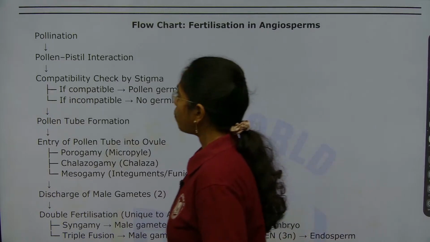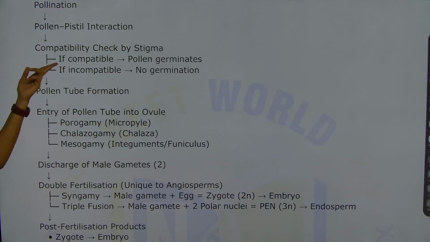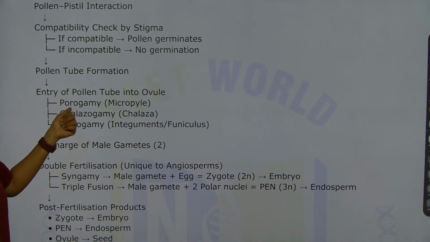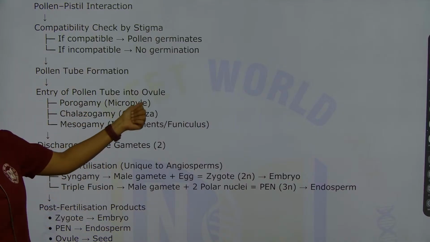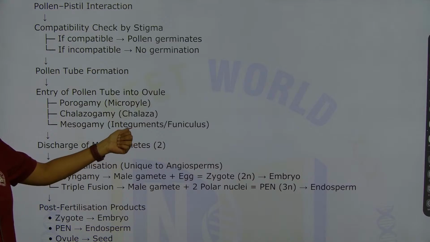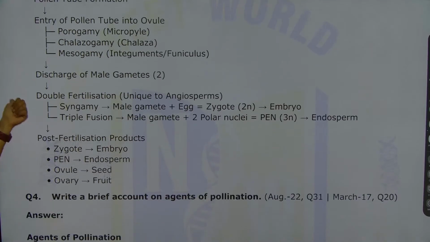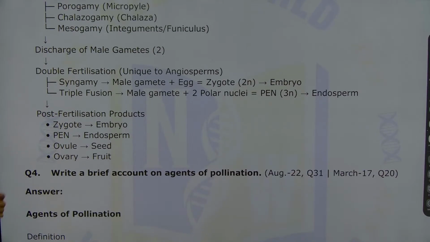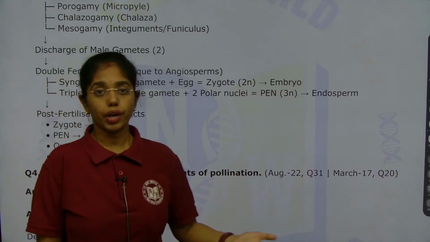See, pollination followed by pollen and pistil interaction, next compatibility, whether it is compatible or incompatible, next pollen tube entry, which can be through porogamy, chalazogamy and mesogamy. Here you can write the examples also, like Oenothera, Casuarina and cucurbits. Next, discharge of male gametes, and then double fertilization, which is syngamy and triple fusion, and then post fertilization products, like what are formed at the end of fertilization.